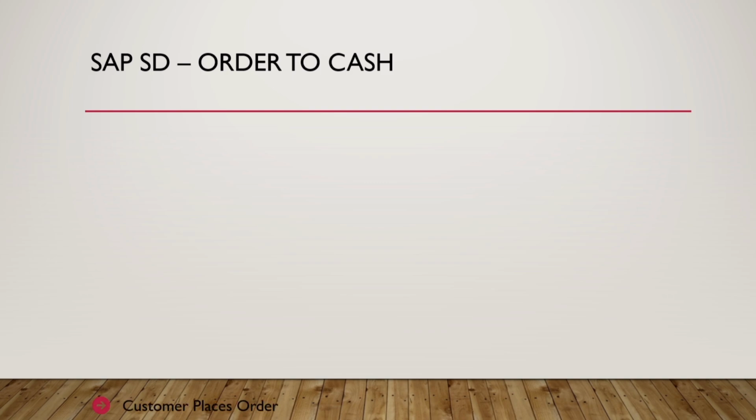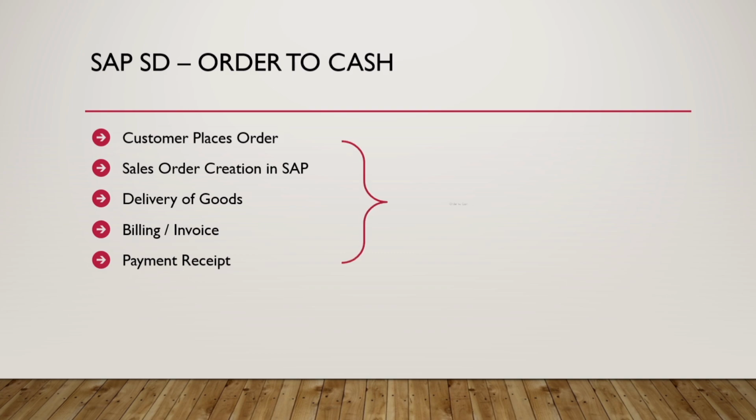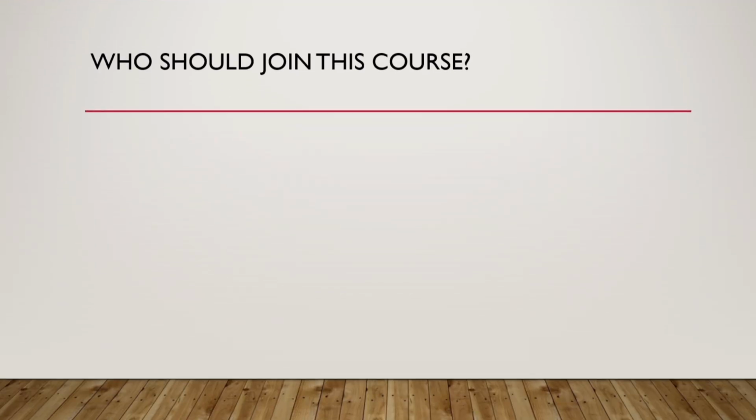Let us explain SAP SD with a simple real-time business example. A customer places an order with the company. The company creates a sales order in SAP. Then the goods are packed and delivered to the customer. This process is called delivery. After delivery, an invoice is generated and payment is received from the customer. This complete flow is known as the order to cash cycle. SAP SD plays a key role in managing the entire cycle. So whenever a company sells something using SAP, SAP SD is always involved.